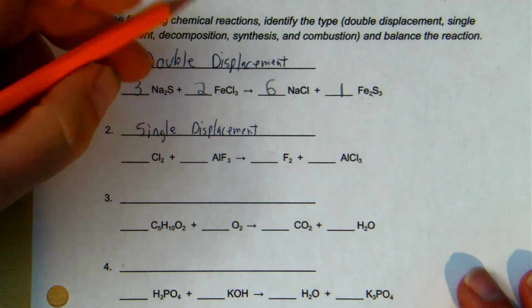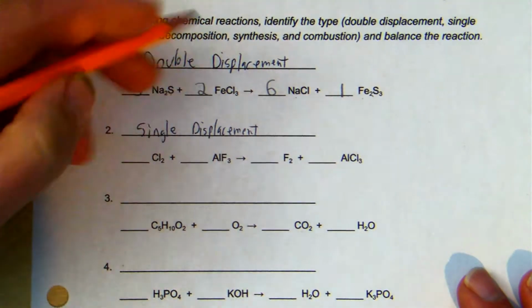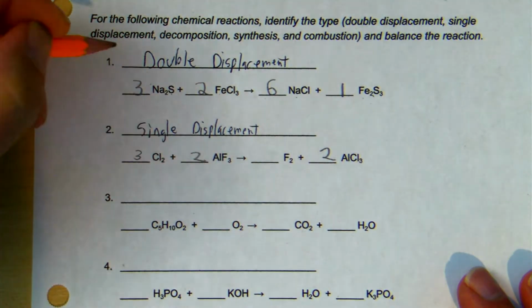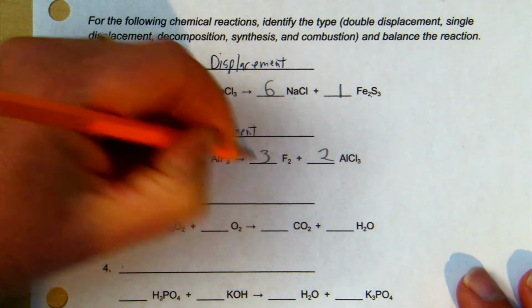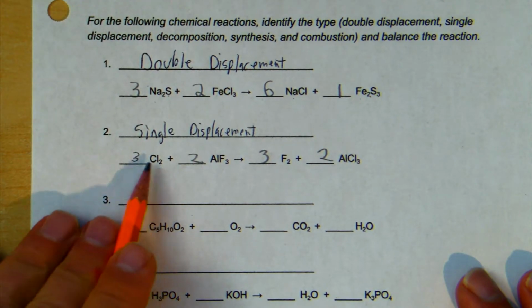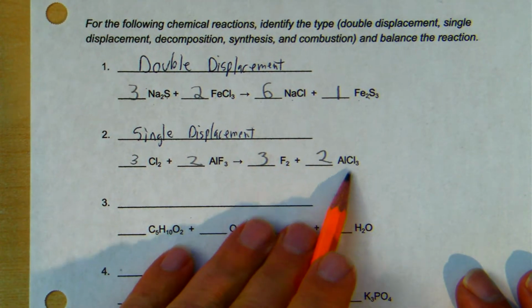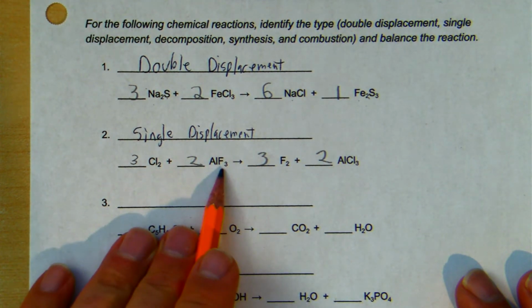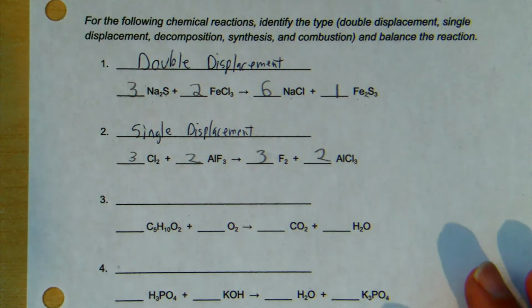And to make this thing balanced, again, I have a 2 and a 3, so I'm going to try a 3 here, a 2 there, a 2 here, and a 3 there, and see how that goes. 6 chlorines on the left, 6 chlorines on the right, 2 aluminums on the left, 2 aluminums on the right, 6 chlorines on the left, 6 chlorines on the right. It's balanced.